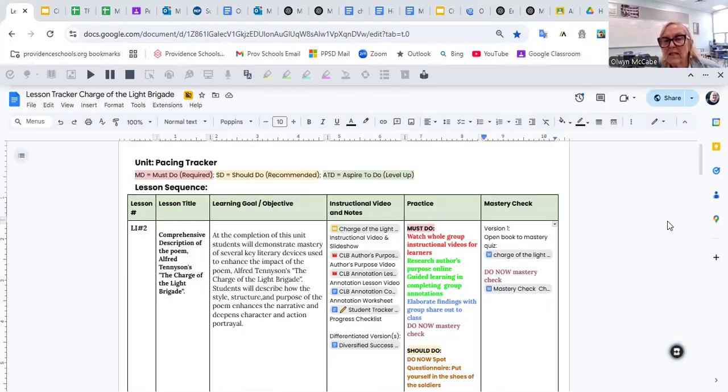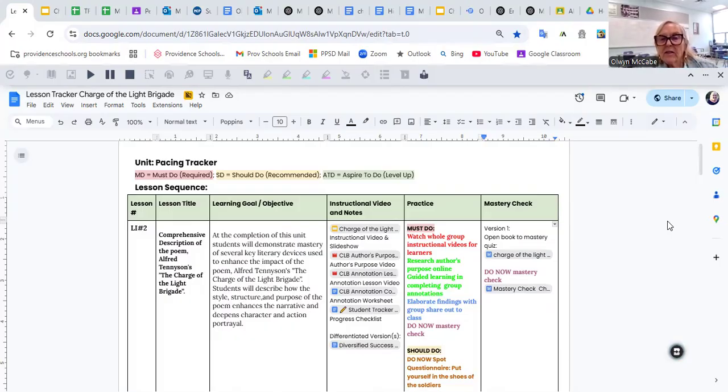Below that, you see the lesson sequence, and there's a clear description of the lesson objective or lesson goal. At the completion of the unit of study, the student should be able to describe the literary devices used in The Charge of the Light Brigade, and they should also be able to describe the author's purpose. The author's purpose in this poem is very important because the poem fits into a certain time frame, and the poet's purpose was to make sure that we honor the Light Brigade.